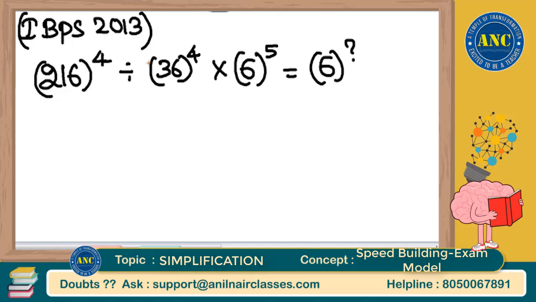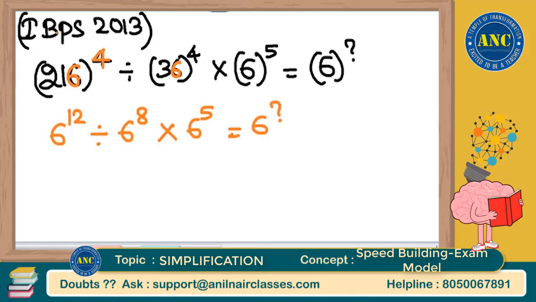Now listen carefully, sir. 216 is 6 cube. 6 cube whole power 4. It is 6 power 12 divided by 6 square whole power 4. It is 6 power 8 into 6 power 5 is equal to 6 power question mark. Very easy question, right, sir? Yes, it is. 12 minus 8 is 4. 4 plus 5 is 9. Answer for this question is 9.